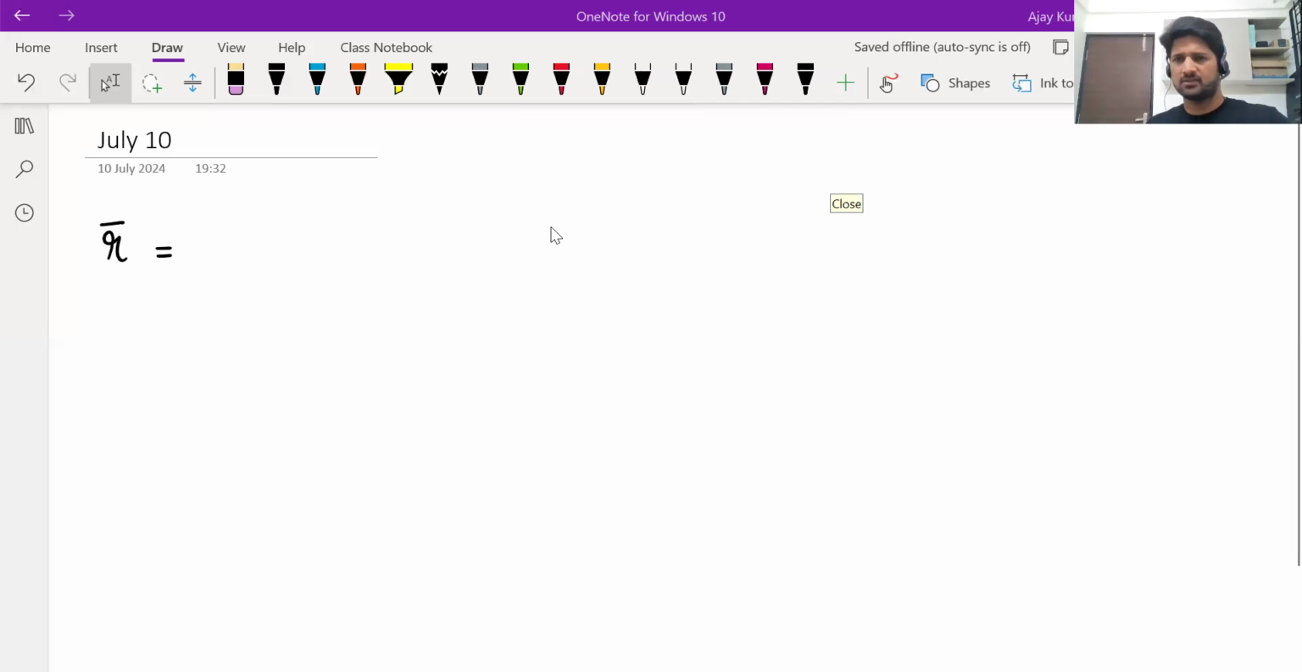Suppose the particle is at x comma y. We know its x coordinate and y coordinate. How do we write its position vector? If the particle is at x comma y, how do you write its position vector? Sir, xi plus yj. Xi cap plus yj cap, correct.